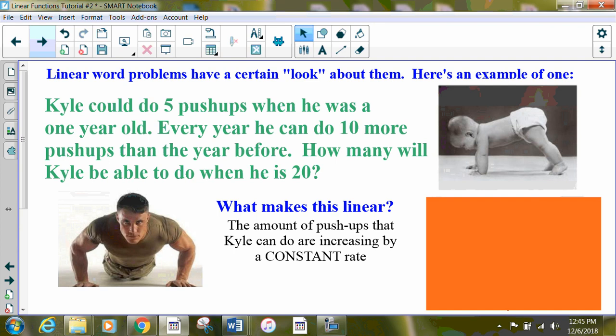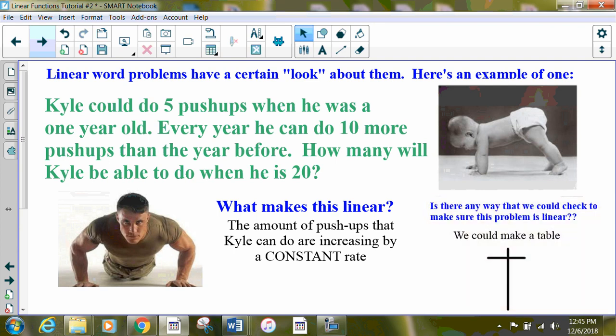Too many tutorials in a row. So the constant rate is 10. I said 5. I'm so sorry. Please forgive me there. So he started out being able to do 5, but his constant rate of change is 10. Every year, 10 more than the year before.